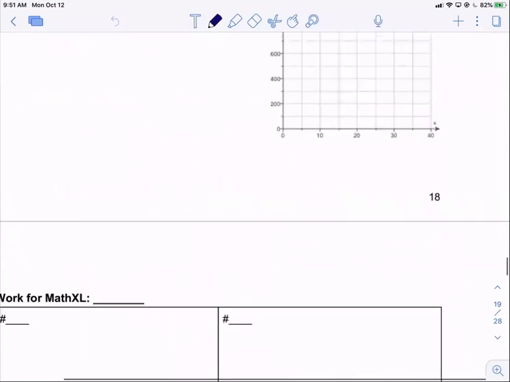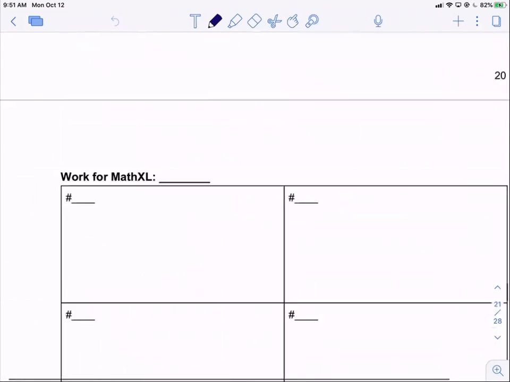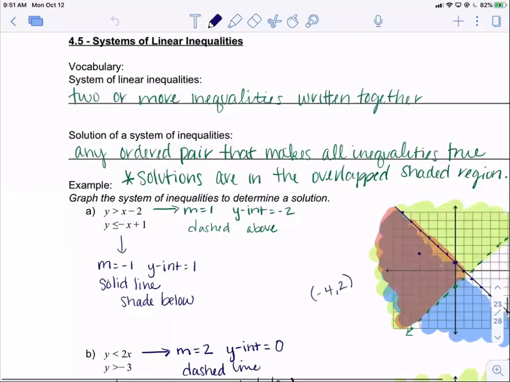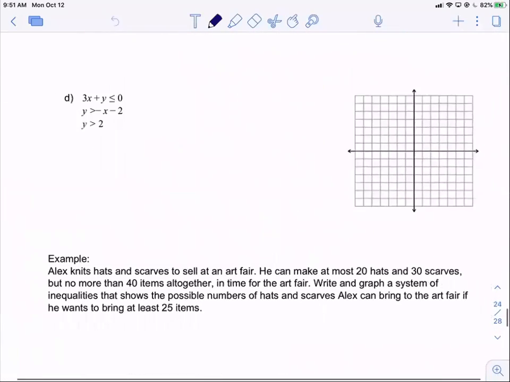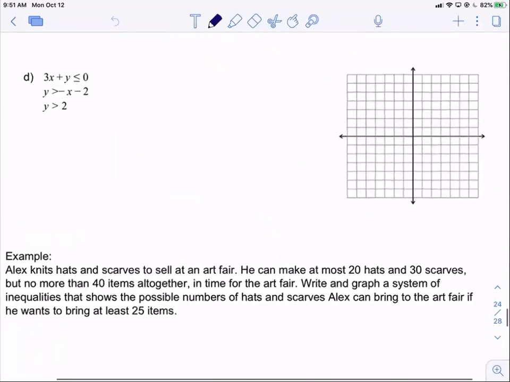What are we looking for? 4 or 5? We did the first page, right? Can you do the second one? All right. So graphing inequality.